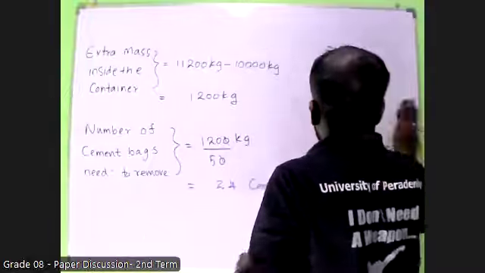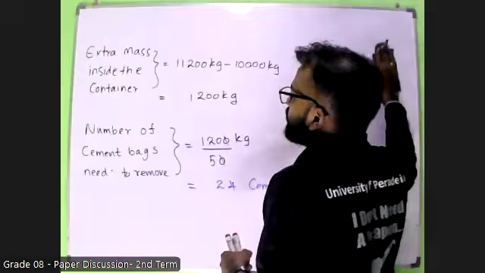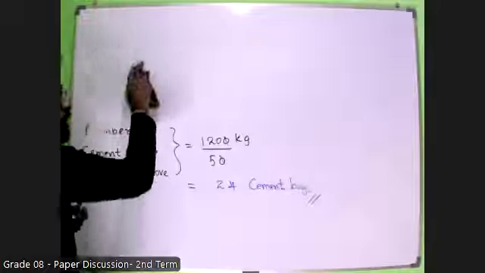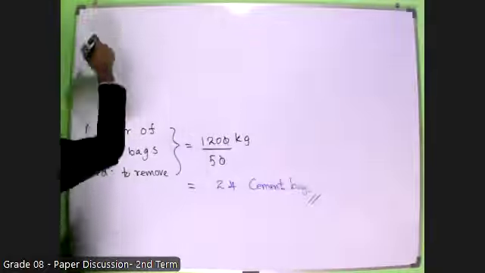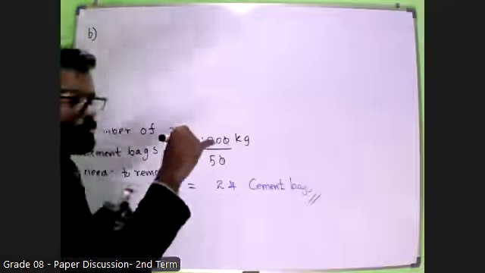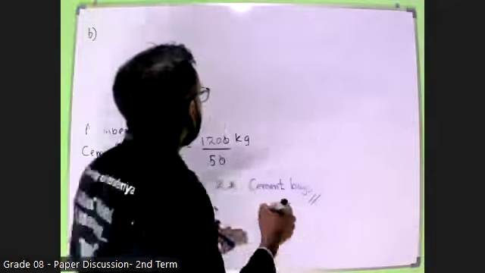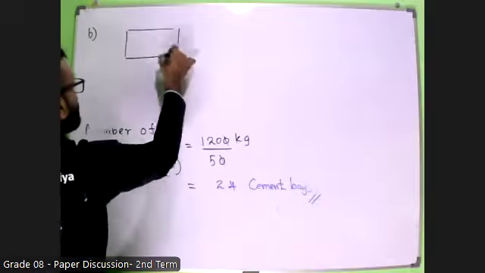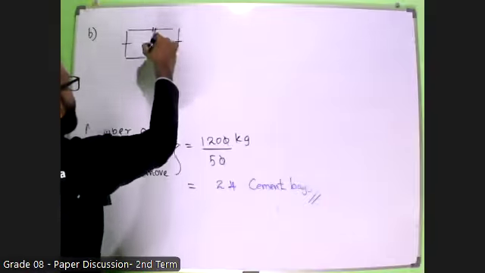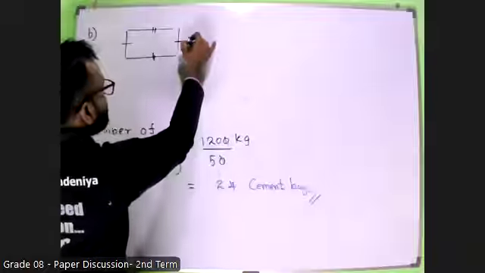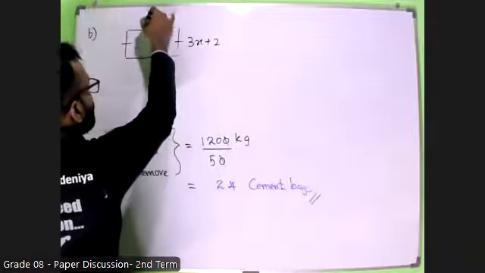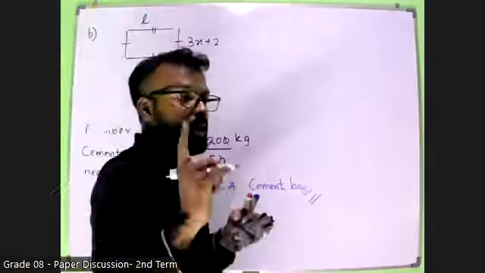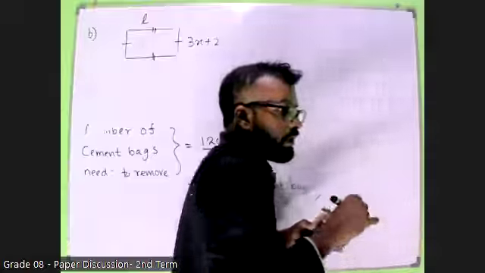If you cannot understand these kind of questions, you need to draw a picture. So the picture has been given. It is something like this. The breadth is 3x plus 2, and you do not know the length, so I will take it as length L. The perimeter has been given.